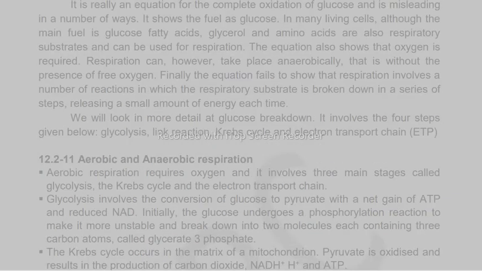It is really an equation for the complete oxidation of glucose and is misleading in a number of ways. It shows the fuel as glucose. In many living cells, although the main fuel is glucose, fatty acids and amino acids are also respiratory substrates and can be used for respiration. The equation also shows that oxygen is required. Respiration can, however, take place anaerobically, that is, without the presence of free oxygen. Finally, the equation fails to show that respiration involves a number of reactions in which the respiratory substrate is broken down, in a series of steps, releasing a small amount of energy each time.